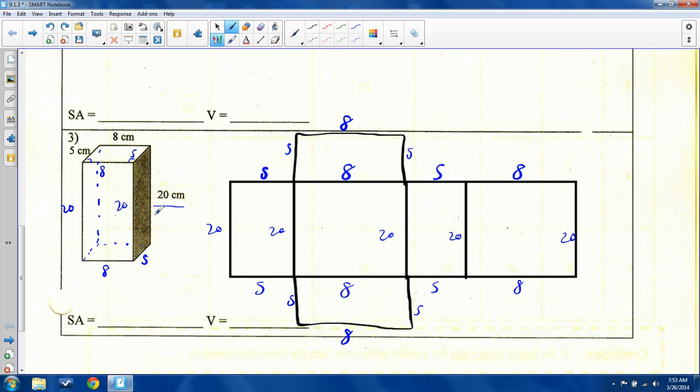Okay, now I've drawn my net, and I'd like you to draw the net when you do this. The next thing I'd like you to do is find the area of everything. Now we're going to do it one way, and then I'll show you another way after. So I find the area of everything here, 5 times 20.